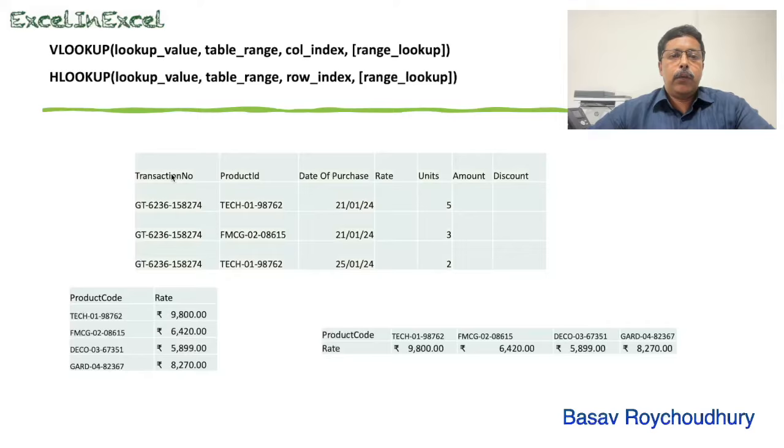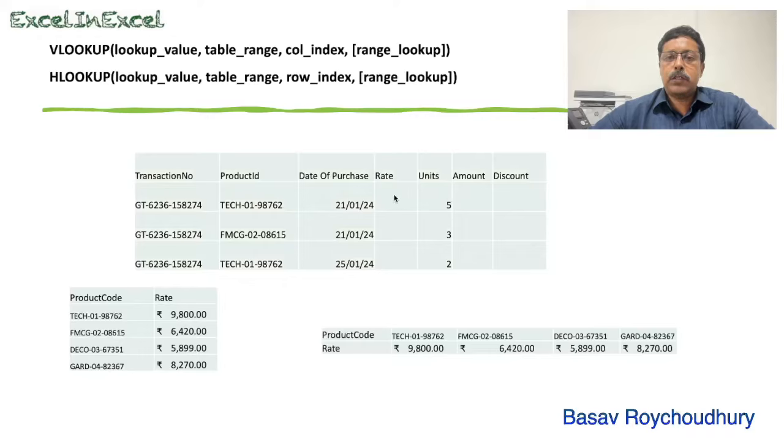So let's say we have this table on the top. That is, we have a transaction number, we have a product ID, we have a date of purchase, and we have the data related to these columns. We need to find out what is the rate of the product. For example, this particular transaction held on 21st January 24, the product ID was TEC 98762, and the customer had bought 5 units of this.